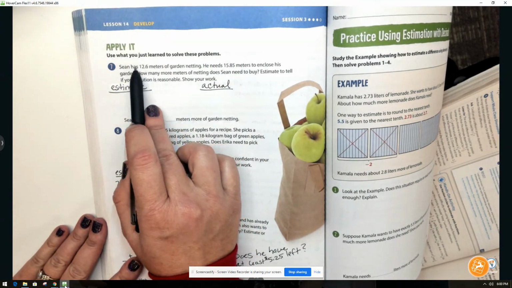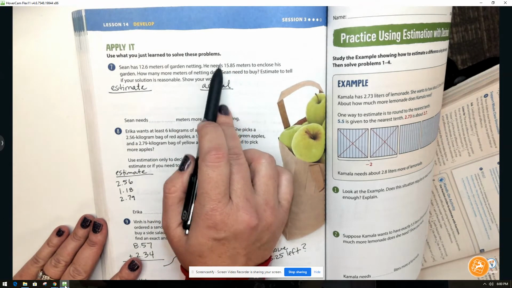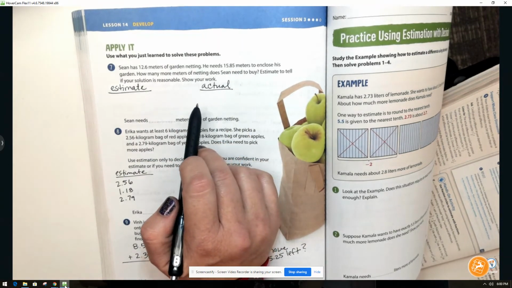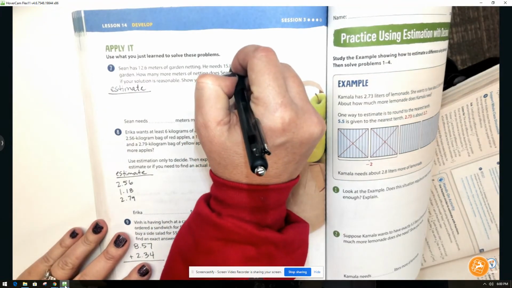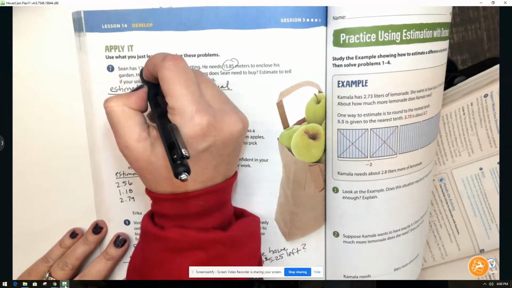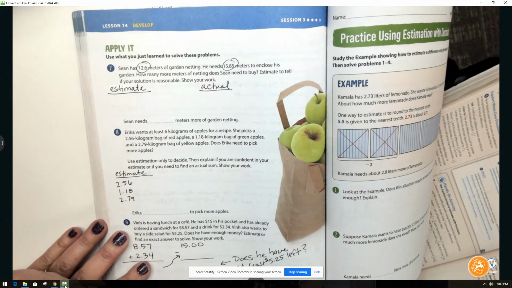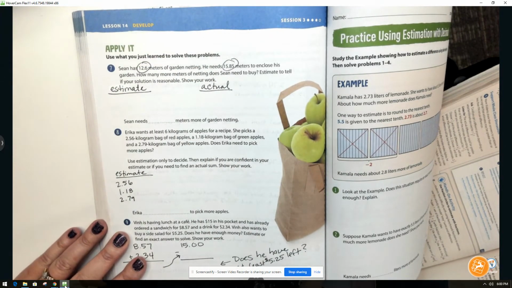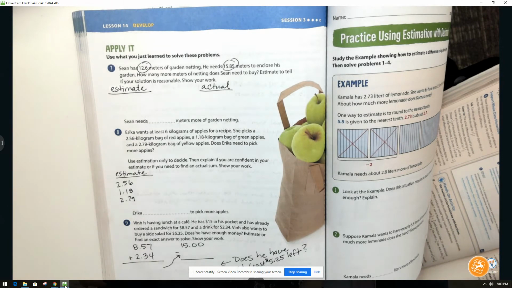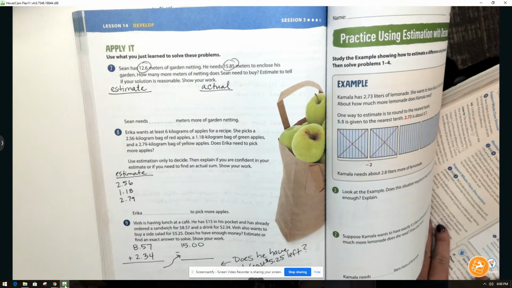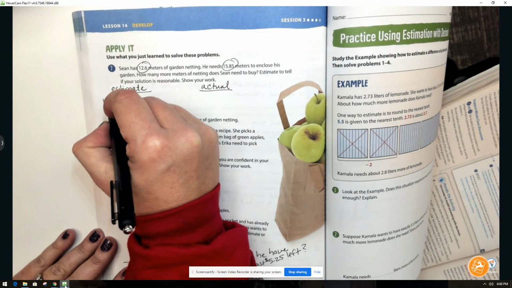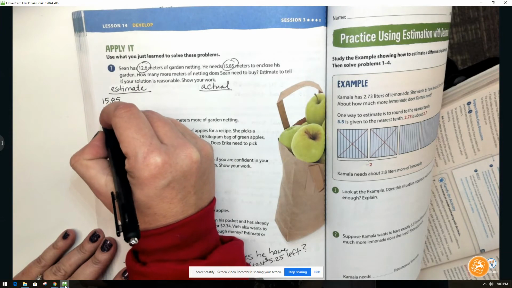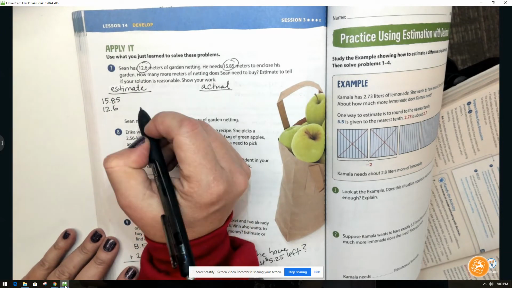He has 12 and 6/10. He needs 15 and 85/100. We need to figure out how much more he needs. So we're going to take our greater number and subtract our lesser number to find out how much more he needs. We're going to start with 15 and 85/100 and then subtract 12 and 6/10.